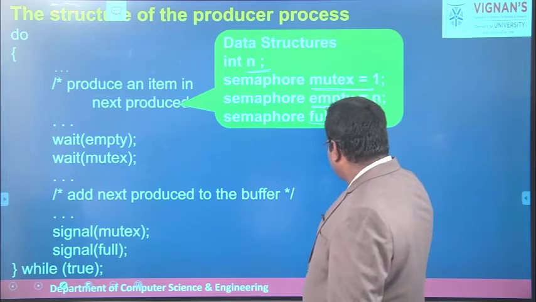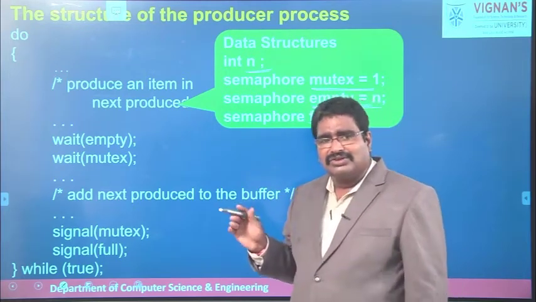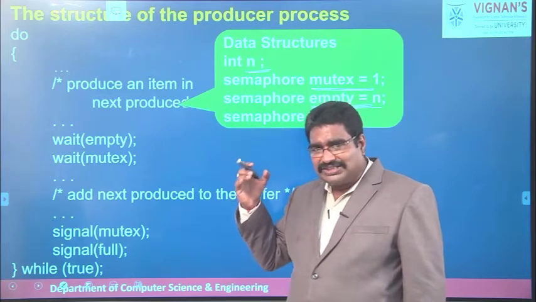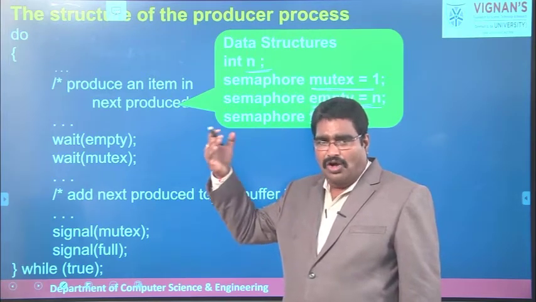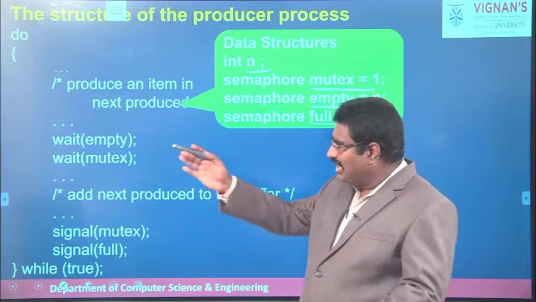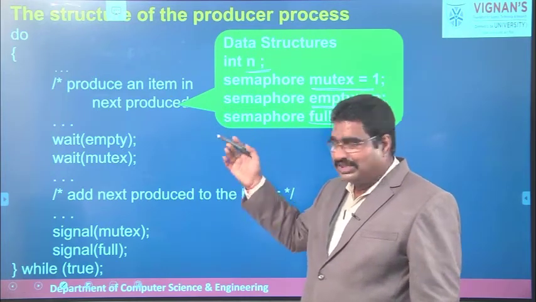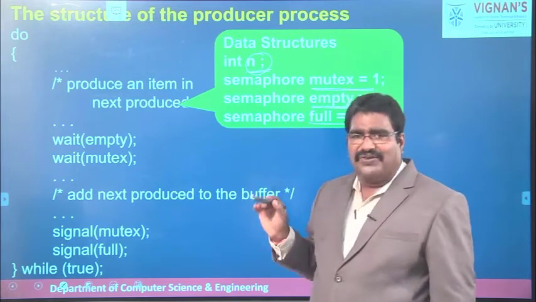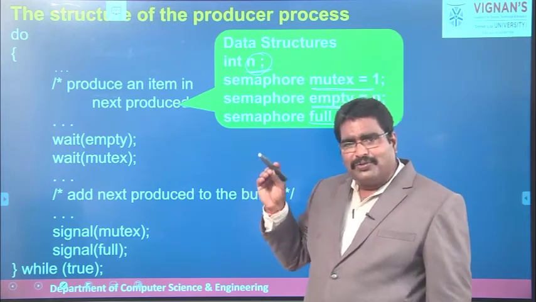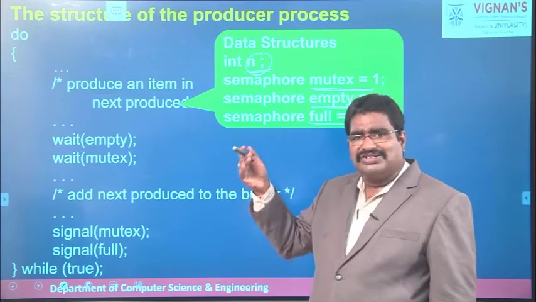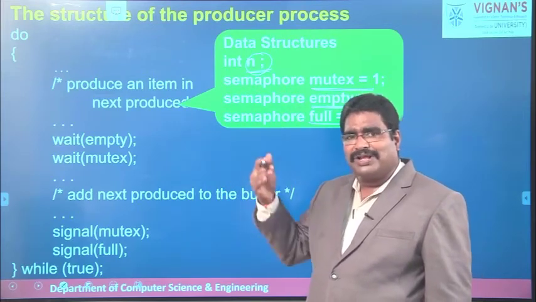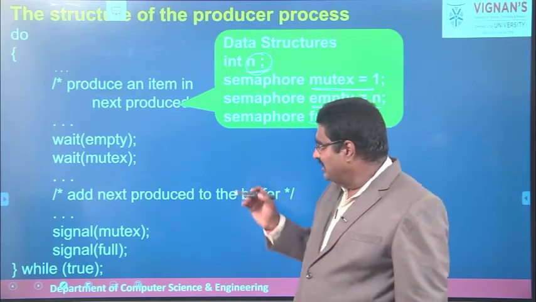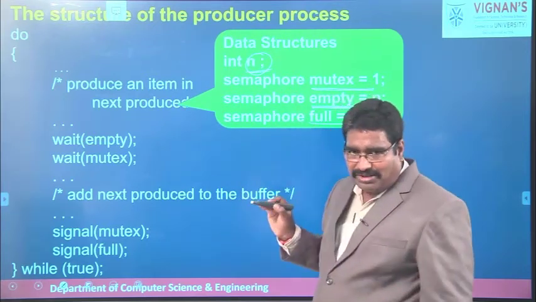Next one is empty, which is a counting semaphore. So what is empty? The name itself indicates how much free space is available to store items. Initially the entire buffer is free and we are assuming that the buffer size is n. For that reason, the initial value of empty is n, and whenever we place one item, the empty value is decreased by 1. So, every time we place one item into the buffer, the empty value is decreased by 1. For that reason, empty is a counting semaphore.